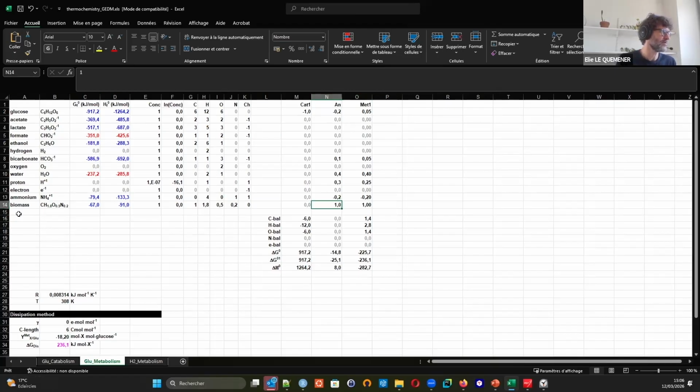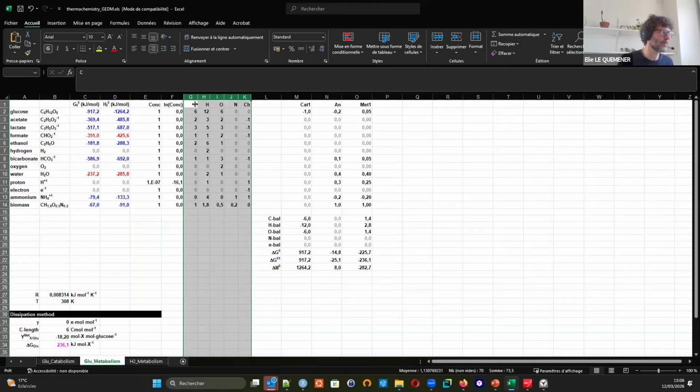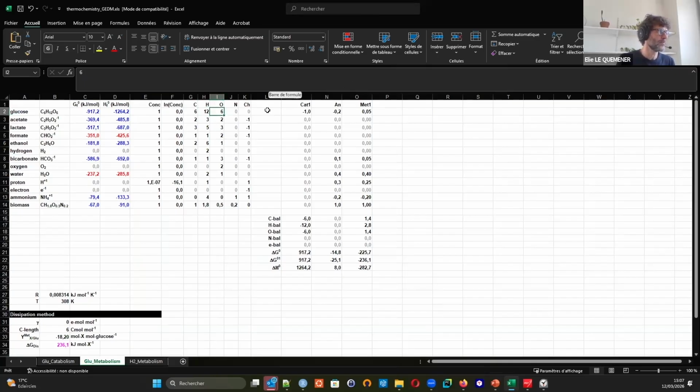So here again, you have the list of molecules, you have the formula, you have the standard Gibbs energy of formation, enthalpy of formation, concentration. So here you have the logarithm of the concentration. This column is calculated from this column, so you can change here and it will change here. Here is just the formula of the molecule. So for example, glucose, you see you have 6C, 12H, 6O, etc. It's used to check that the element balance is fine in the system.